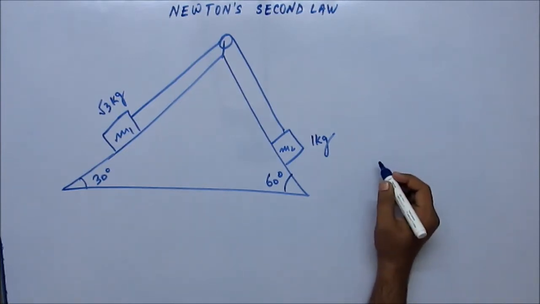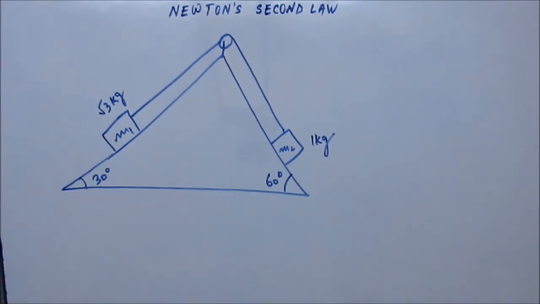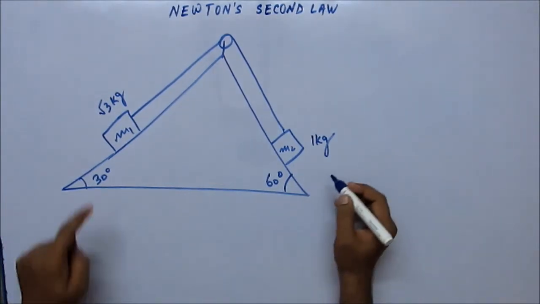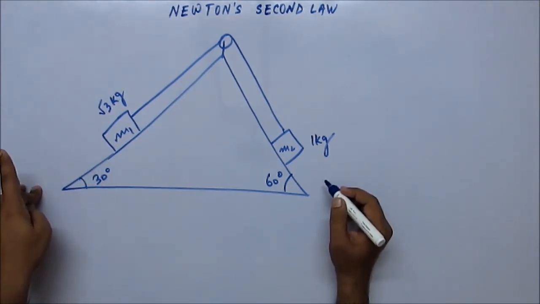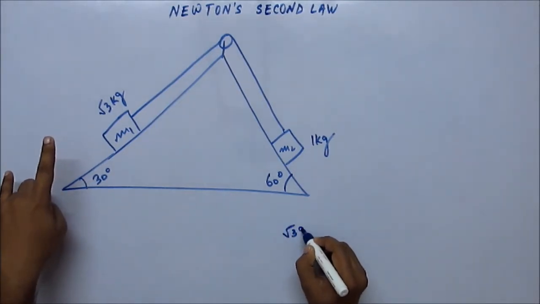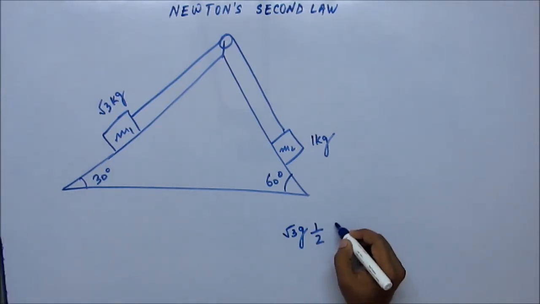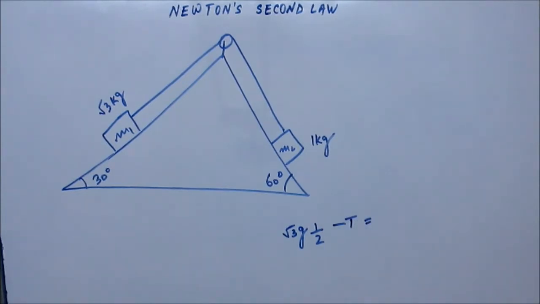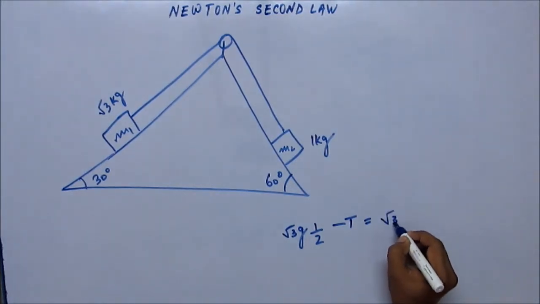Okay, to solve this, suppose I'm assuming that M1 is coming downward. You can assume the other way around as well, not going to make any difference in the answer as we have discussed. If M1 is coming downward, the downward force is mg sine theta. Not a problem to identify that. So the mass is given as √3, mg sine theta, that is half. This is the force downward, and the upward force would be tension. This is the net external force in downward direction, and this net external force should be equal to mass into acceleration.